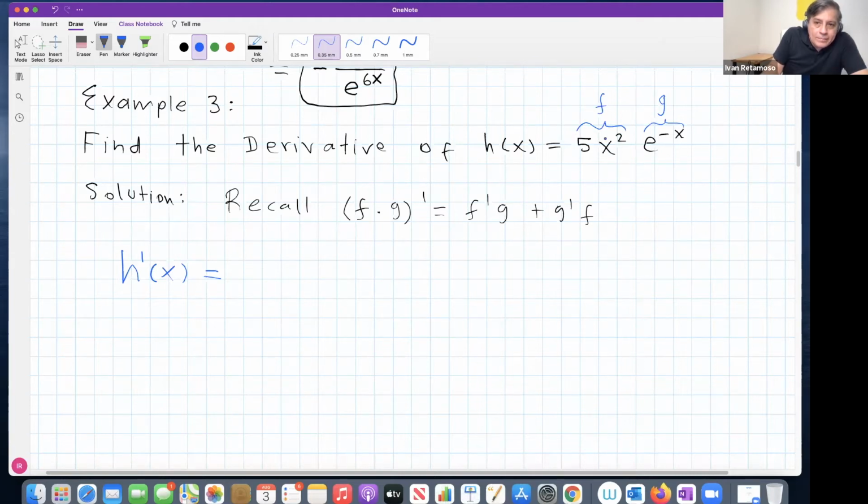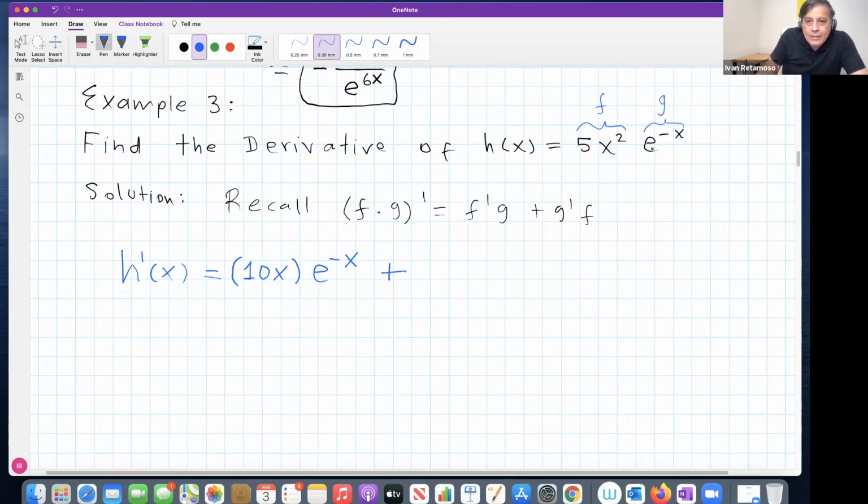That derivative is going to be 2 coming down multiplying 5, 10, right? 10x. Then the product rule says multiply that by the function g, by this guy, e raised to minus x. Plus, right? Plus the derivative of the g function, derivative of this function.